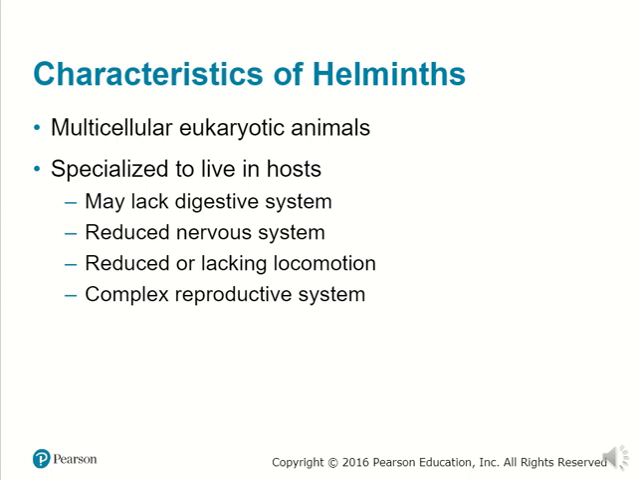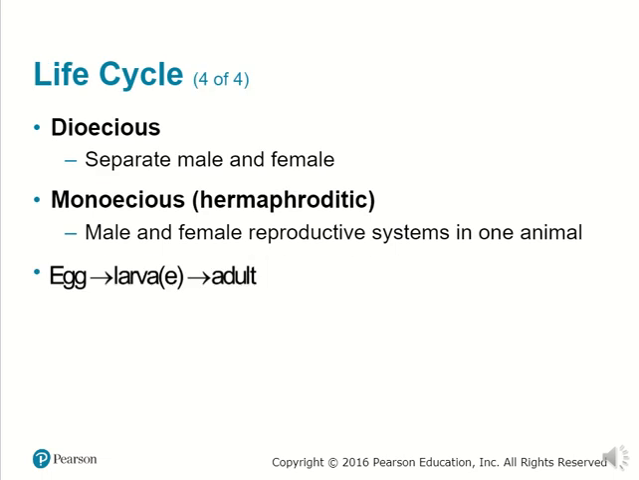They may lack a digestive system, have a reduced nervous system, a reduced or lacking ability for motion of their own accord, and they may have complex reproductive systems involving more than one organism. Dioecious types are examples where they can be broken into a male and female type. And then there are monoecious, or hermaphroditic, types, where male and female reproductive systems are in one animal. And they undergo a life cycle of egg to larvae to adult.